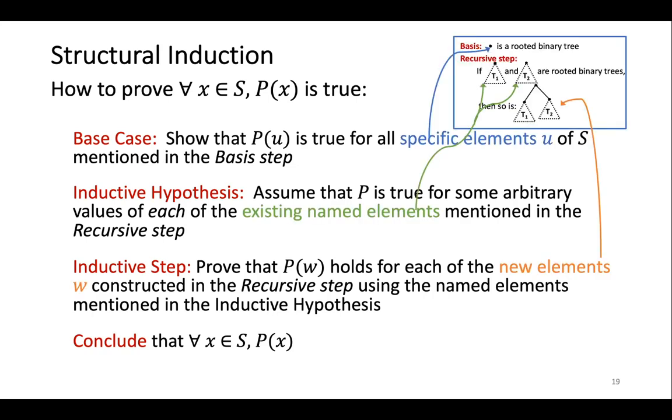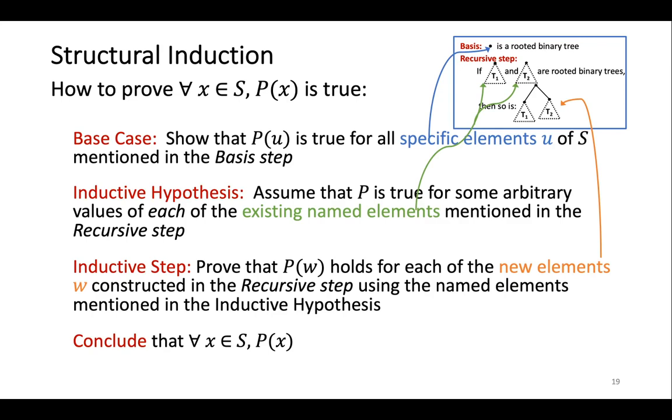So here is the example again, the rooted binary tree. How do we apply structural induction to prove that? We have a rooted binary tree, and we want to show whether this is true or not. First we have to show P of u. u is the dot in this case, the basis, the single dot, the root node, and a root node is a binary tree. That's correct.